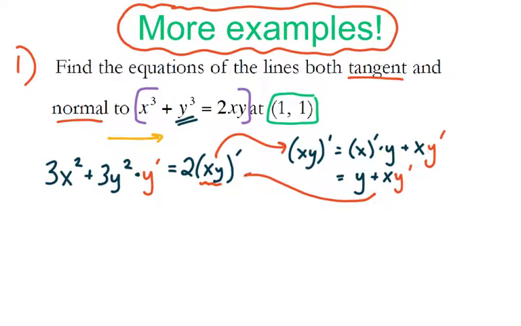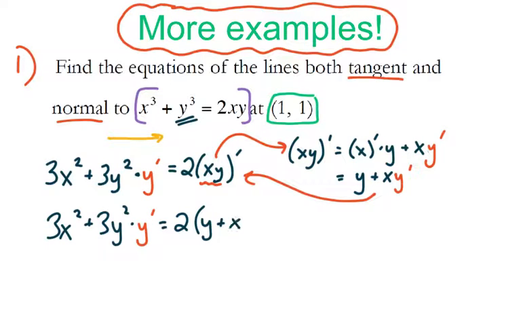Okay, why don't we plug that back in here? So here we go, folks. From the left, we have 3x squared plus 3y squared times y prime equals 2 times, and then what we're going to plug back in, y plus x y prime. Great. Okay, now in order to find the slope, remember that y prime is not only the derivative, but y prime also means the slope. So we need to solve for y prime in order to find the slope.